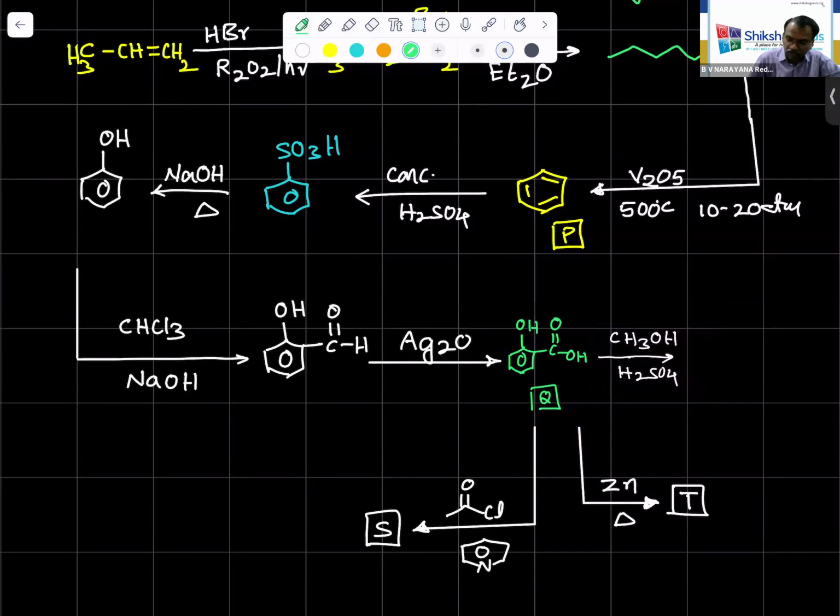What will happen in this case? Carboxylic acid reacts with alcohol. It will convert into carboxylic acid ester. It is methyl salicylate.